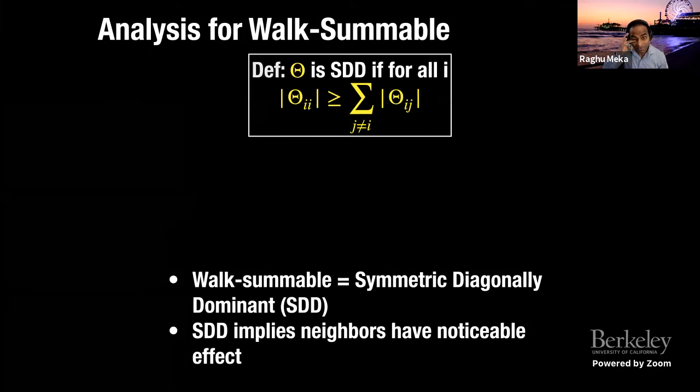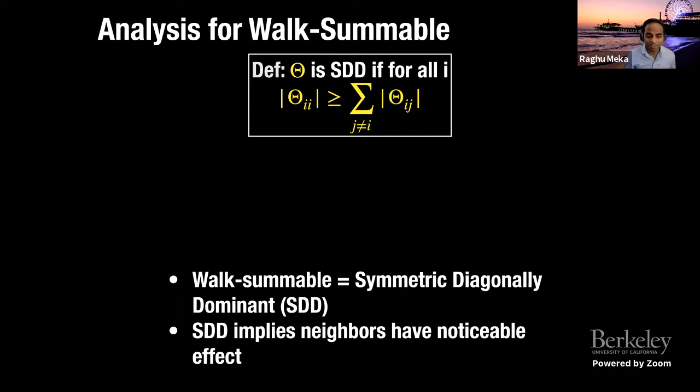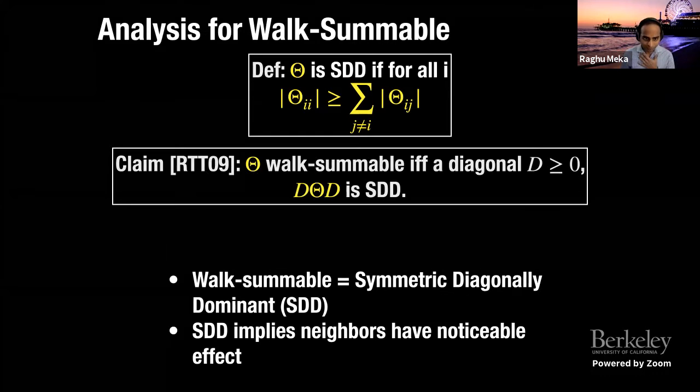So the first result, before talking about them, I need to define what SDD matrices are. A matrix theta is SDD if the diagonal entry is bigger than the sum of absolute values of the remaining entries in the row. And any symmetric diagonally dominant matrix is PSD.